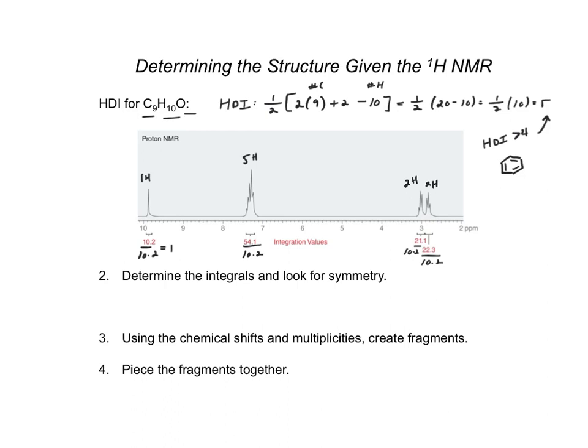What I mean by looking for symmetry is that when I add up all of these, I end up with 10 protons altogether, which is the exact number of protons that I have in my molecule. If instead I had added these up and ended up with, let's say, 20, that would have been a big indicator that this molecule is symmetric, and so I would need to take that into account. We don't have to worry about that, though. We have 10 protons, and we only have 10 to get rid of here. So each proton is giving rise to one of these signals.